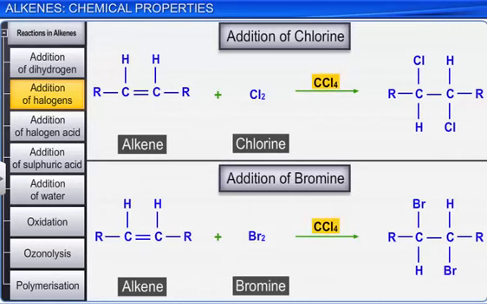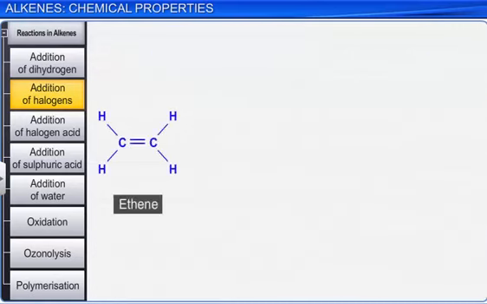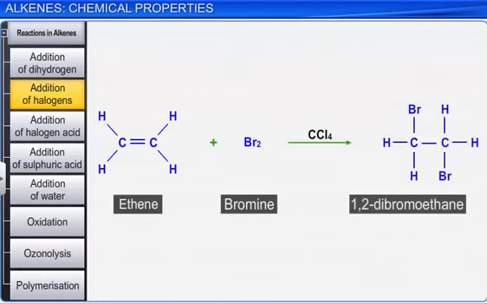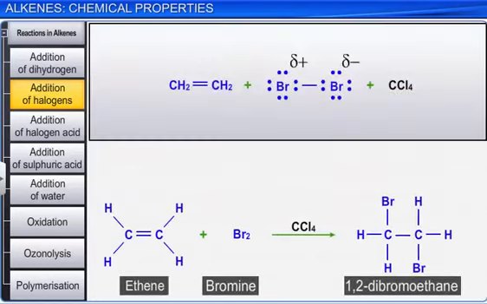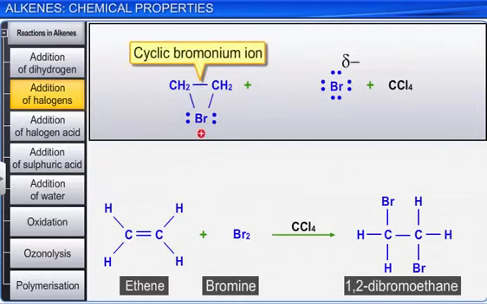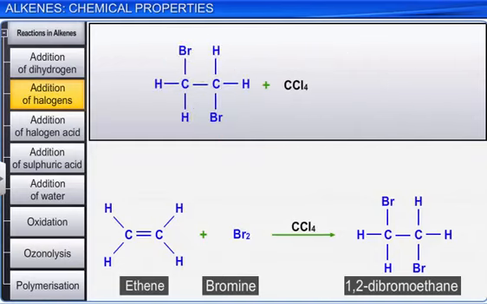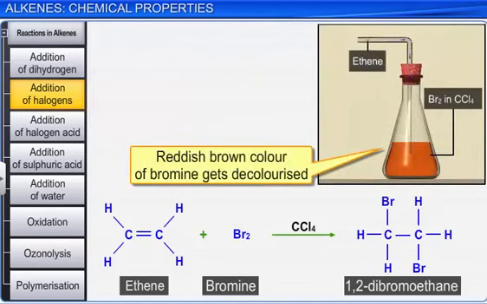Ethene reacts with bromine to give 1,2-dibromoethane. This reaction proceeds via the formation of an intermediate called cyclic bromonium ion. During the addition reaction between ethene and bromine, the reddish-brown color of bromine gets decolorized due to the formation of dibromoethane. Hence, this reaction is used as a test for unsaturation.